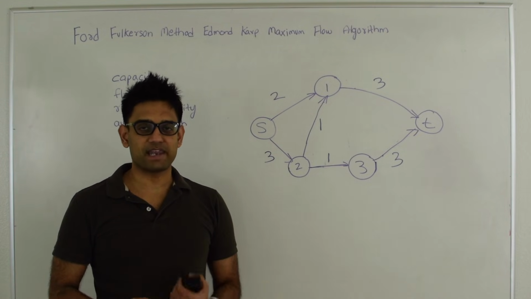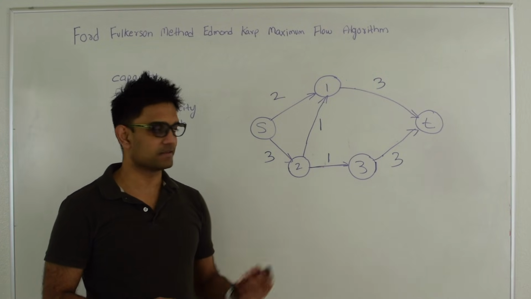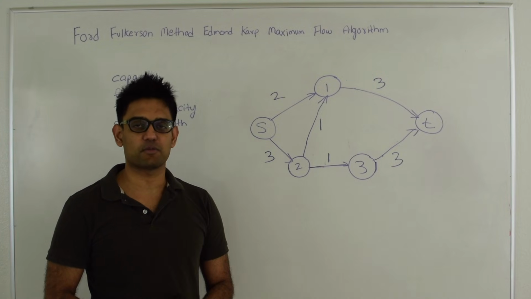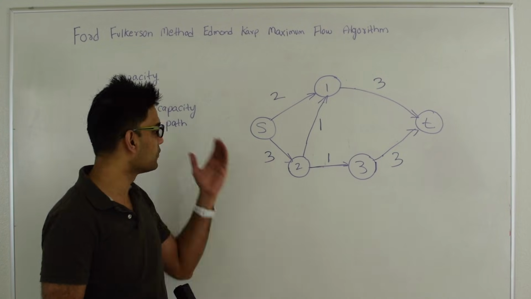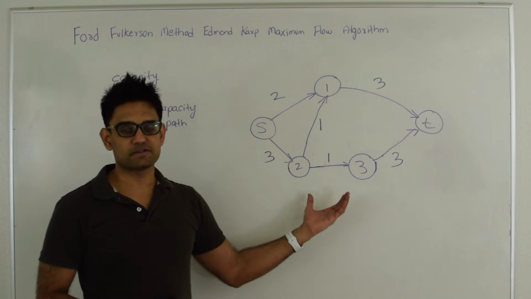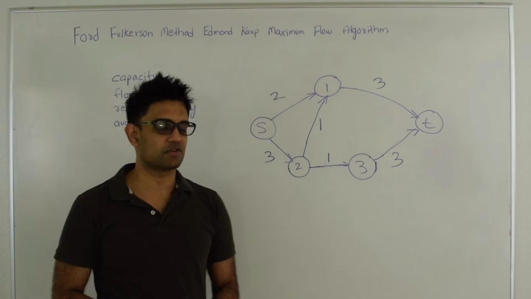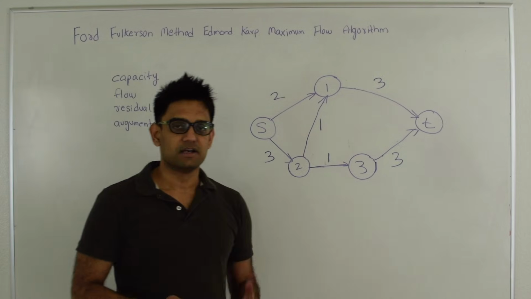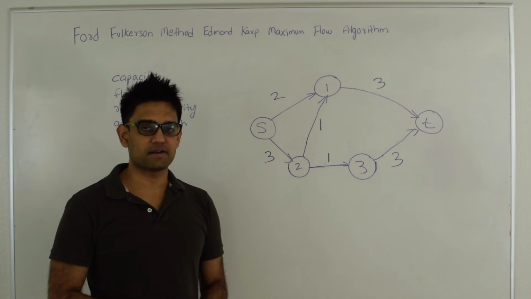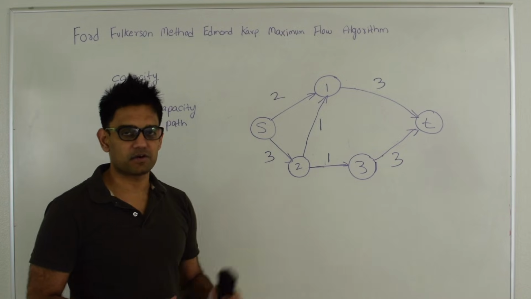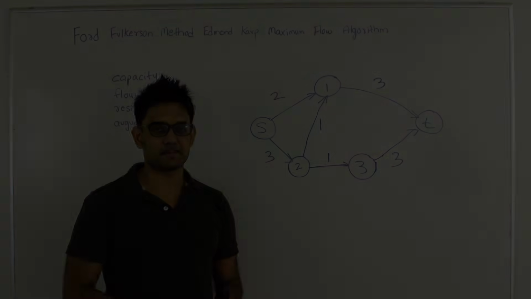So you can imagine many applications for such kind of network. This could very well be a pipeline network and you would want to find out how much oil you can move from S to T, or this could be an internet network and you would want to find out how many IP packets you can move from S to T. So Ford-Fulkerson suggested a method to find out the maximum flow. Let's look at that method.